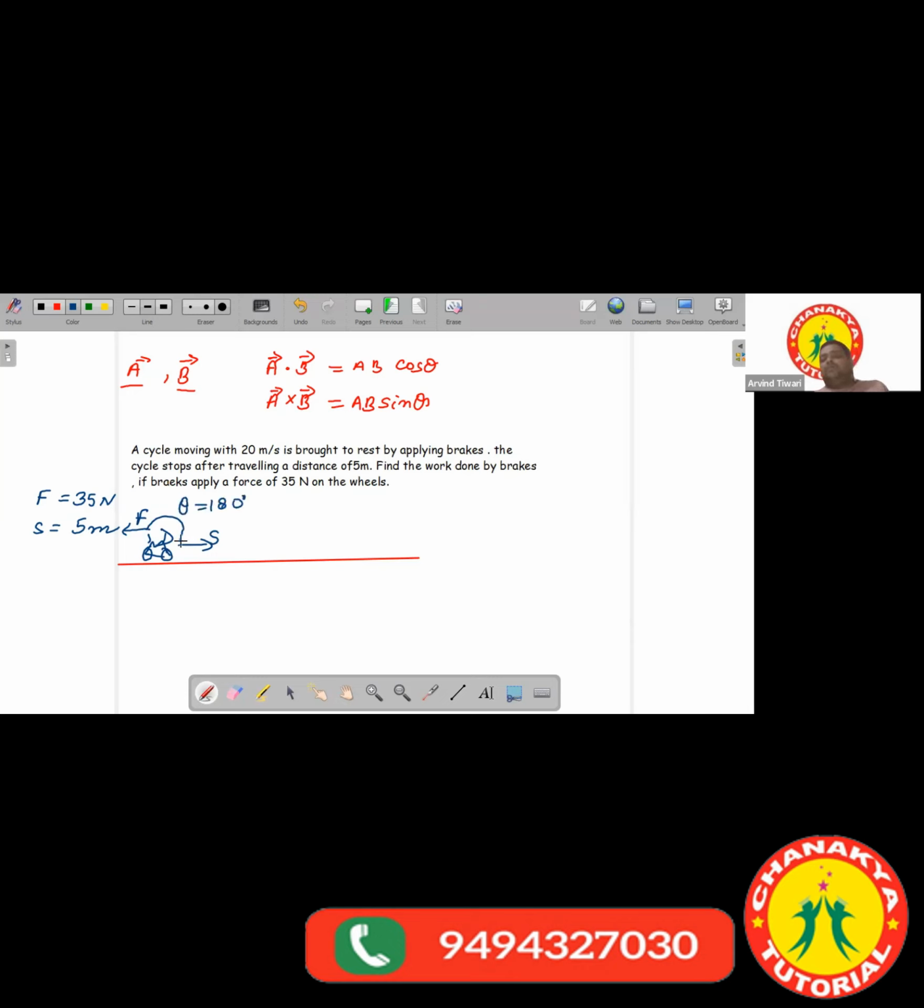So now the work done would be given by F s cos theta. So F s cos 180, right? Force here given to us is 35 Newton. Displacement given to us is 5. And the value of cos 180, you should remember that the value of cos 180 degrees is -1.